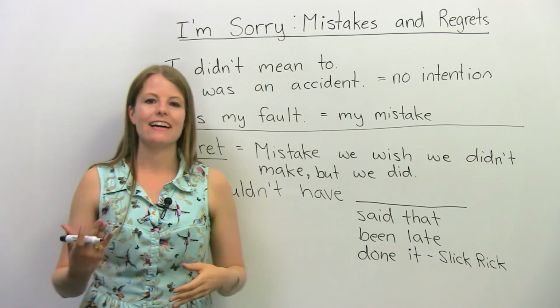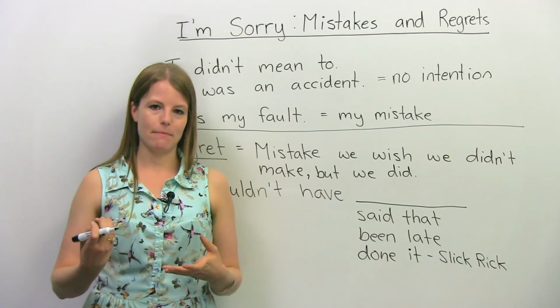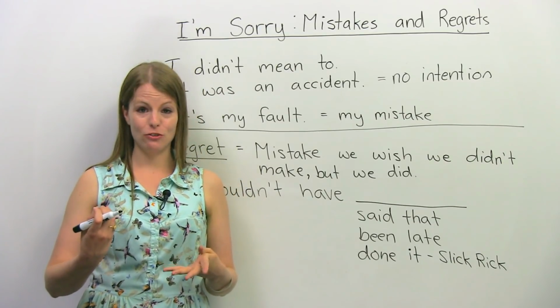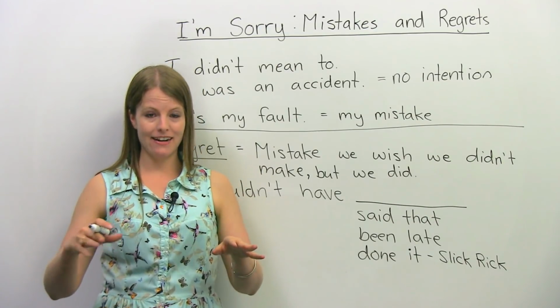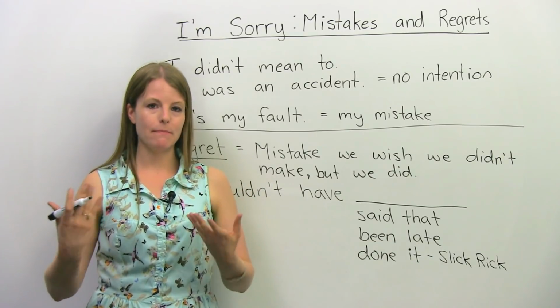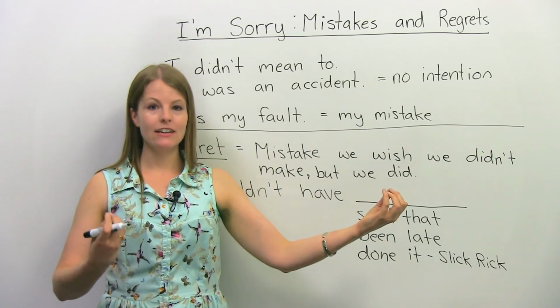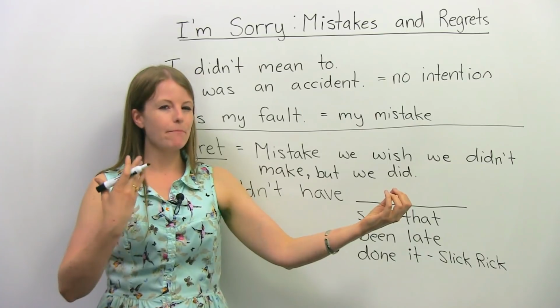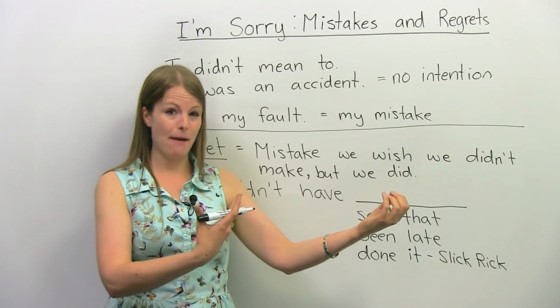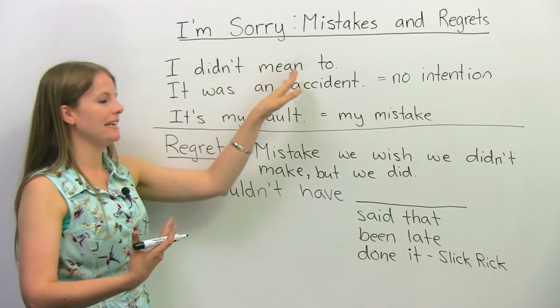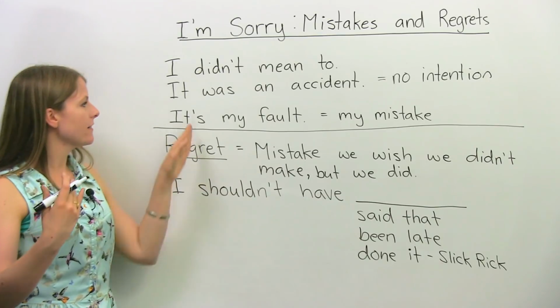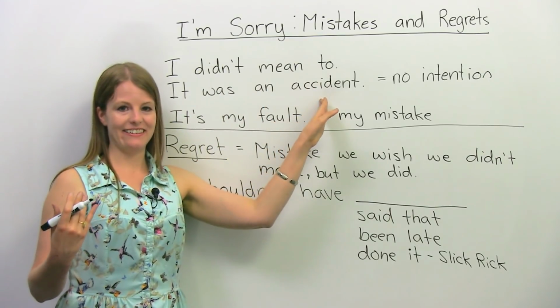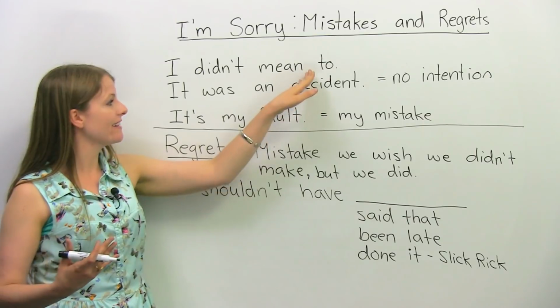And what that means is that we don't want to do something bad. We didn't plan to do something bad. There was no plan. We didn't want something bad to happen, but it did. So we made a mistake, but we didn't plan for that mistake to happen. I didn't mean to. We can also say it was an accident. Again, these two mean the same thing.